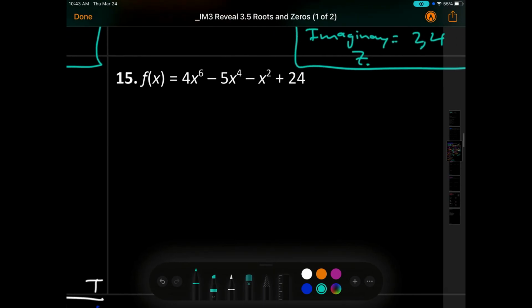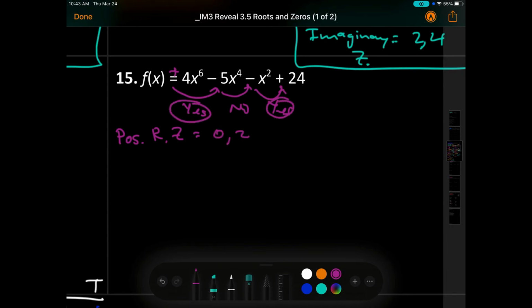And number 15. Let's go ahead and count the sign changes. 1, no, 2. So positive real zeros are going to be 0 or 2. So I got the 2 that I counted right here. 1, 2. And you have to count in pairs for the positives.